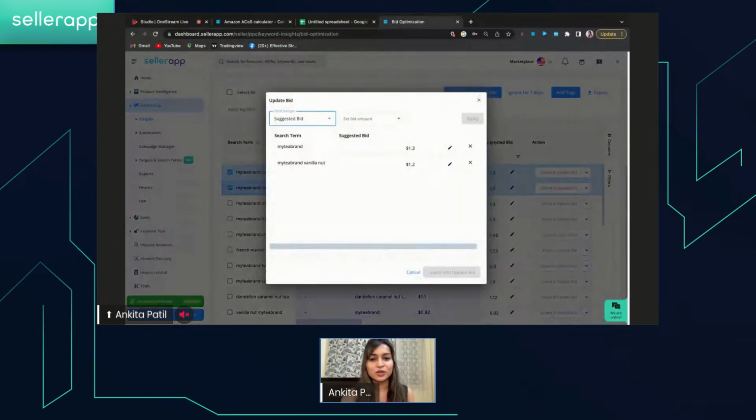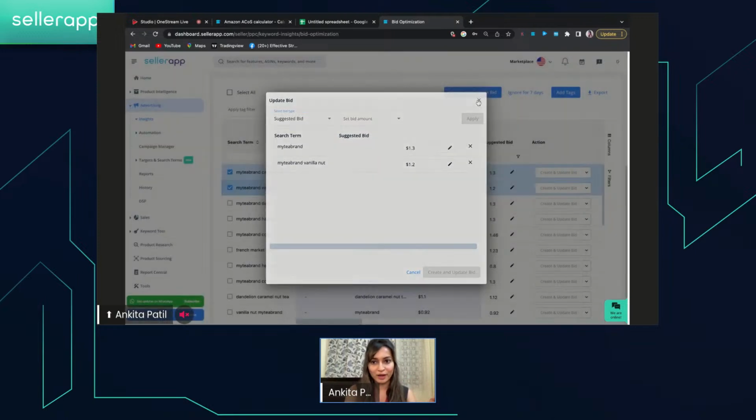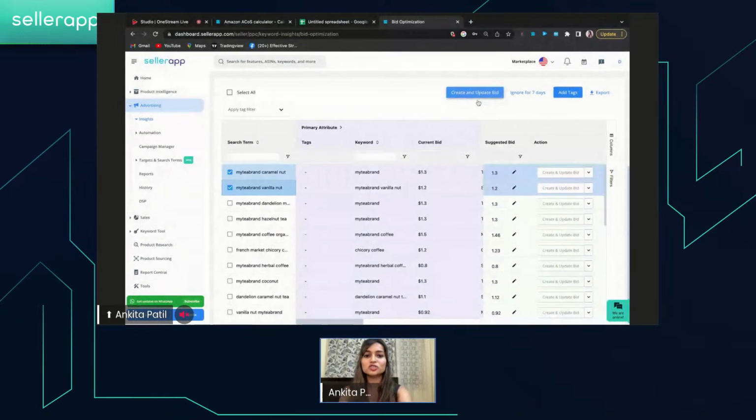So, after entering in all the values, you can relatively adjust the bid for the search terms which are really performing well. You can increase the bid. For the search terms which are not performing well, you can decrease the bid, as already discussed. Also, for the search terms which are not really worth it, you can just ignore them for 7 days. And you can also add them to your tags for easy segregation of the data.